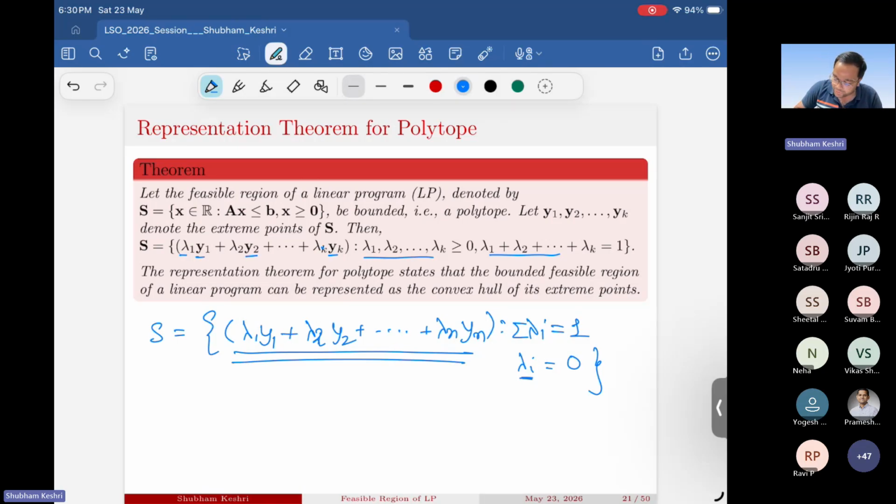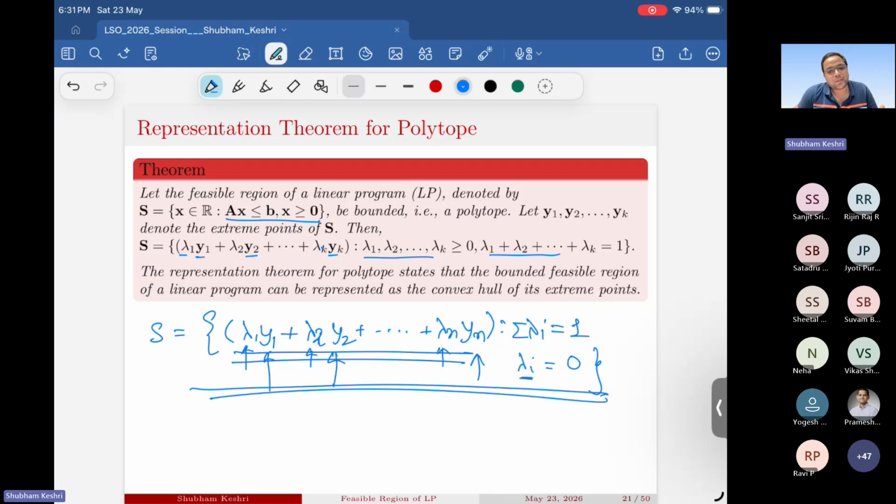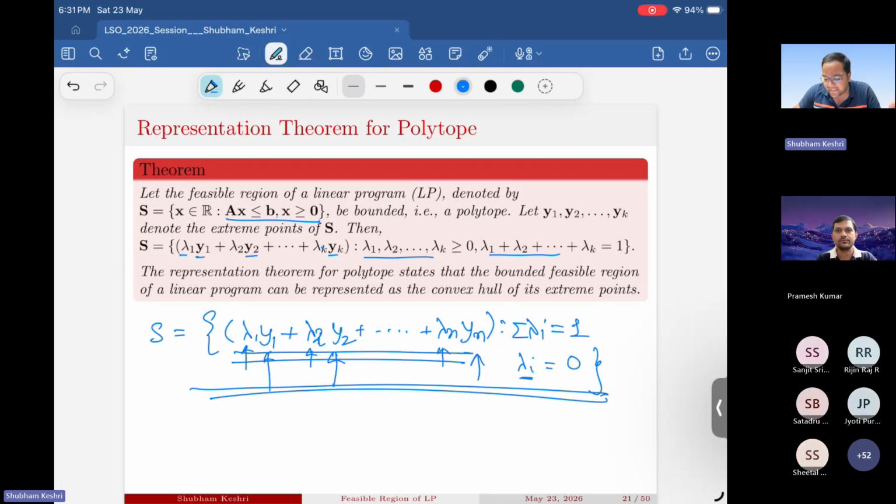So any point, if you vary these weights, you will go to another point. You vary the weights, you will get to another point. Okay, is it clear? So your feasible region has now been converted from this to this, where y1, y2, yk are fixed. These are the corner points of your region. Your variables have become lambda1, lambda2, lambda n.